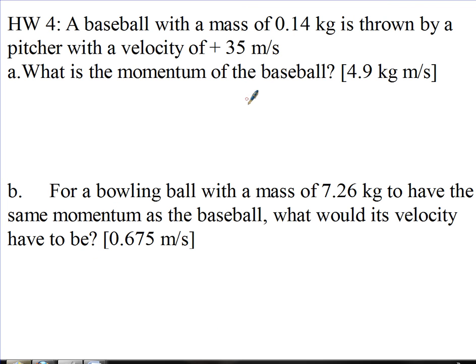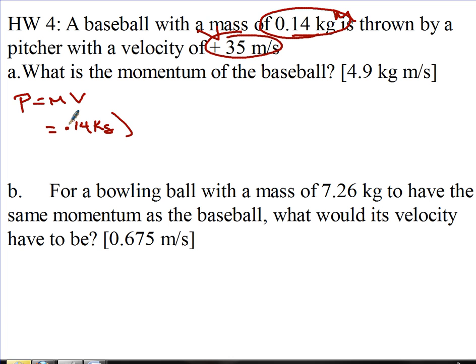Now, suppose I have a baseball with a mass of 0.14 kilograms. There's my mass. And it's thrown by a pitcher with a velocity of 35 meters per second. There's my velocity. What's the momentum? P equals mv. Straightforward. We're going to apply the definition of momentum. The mass is 0.14 kilograms. The velocity is 35 meters per second.